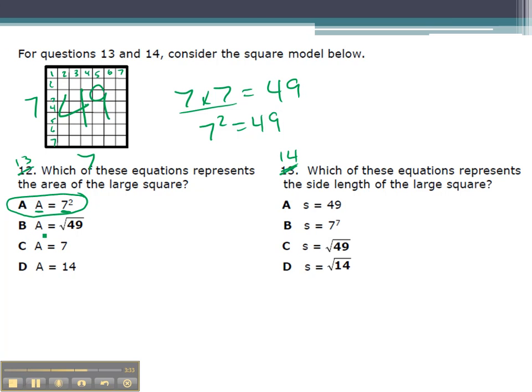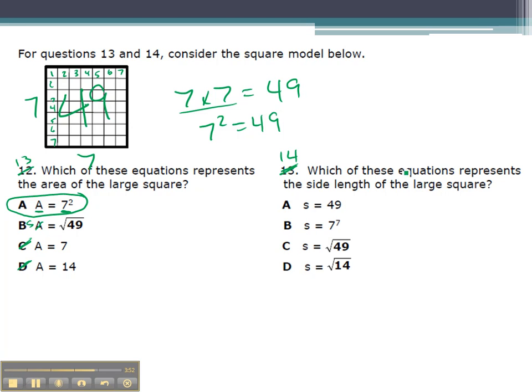On answer choice B, they're saying the area equals the square root of 49. That's not right. That would be the side length. And here it says the area equals 7. No, that's the length of the side also. And here it says area equals 14. We wouldn't add 7 plus 7 to find the area. We would multiply 7 times 7. So definitely answer choice A.